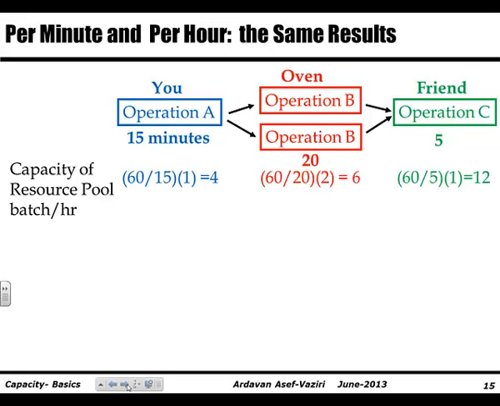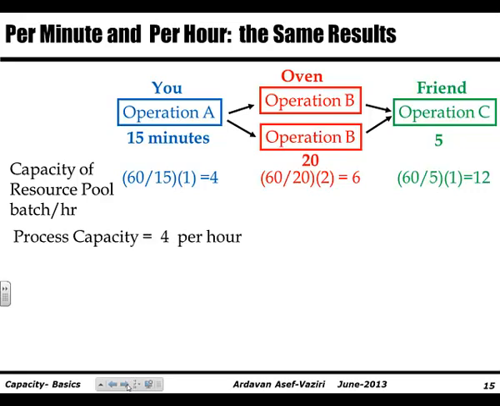In the second operation, 60 divided by 20 is 3. Capacity of each resource unit is 3. But I have 2 resource units in this resource pool. And the capacity is 6, 2 times 3. And in the third one, 60 minutes divided by 5 is 12. And I have 1 resource unit. Therefore, the capacity of that operation is 12 per hour.